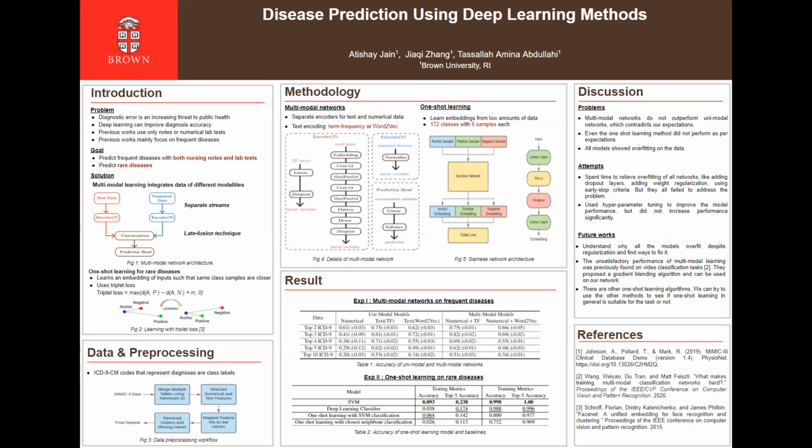Now I'll hand it back to Giachi to talk about the results of the multimodal networks. So in experiments, we first compare the multimodal networks with unimodal networks, which process only text or numerical data.